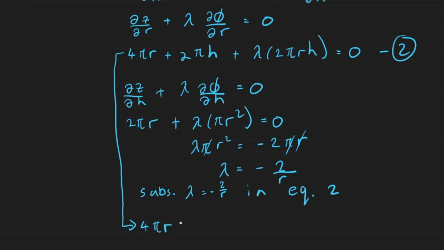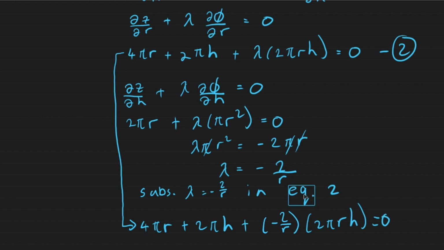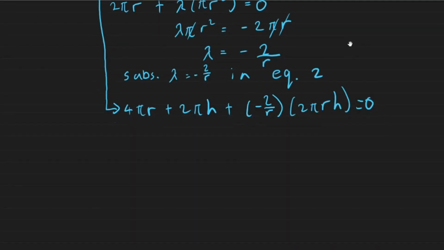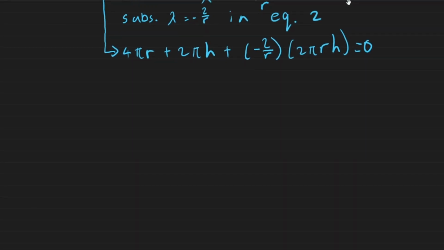So we have 4 pi r plus 2 pi h minus 2 over r, that's lambda, into 2 pi r h, and this is equal to 0. We're left with 4 pi r plus 2 pi h minus 4 pi h.